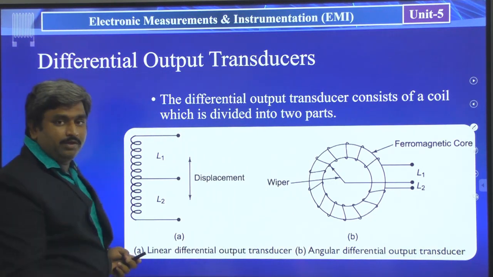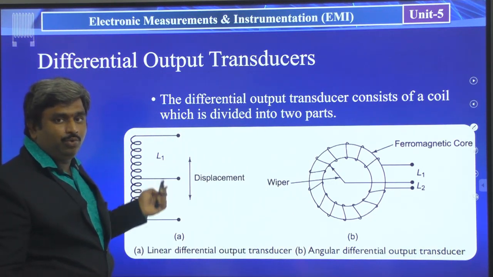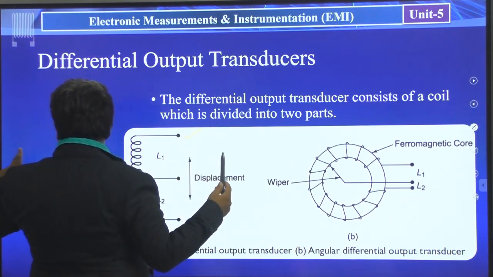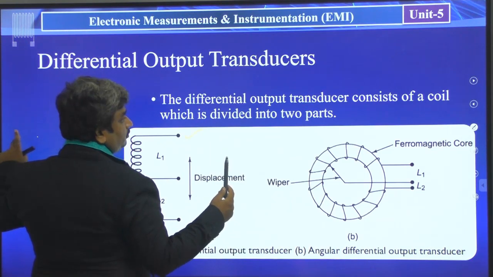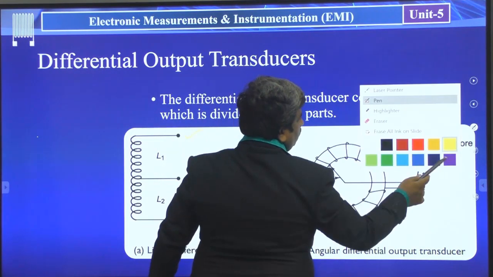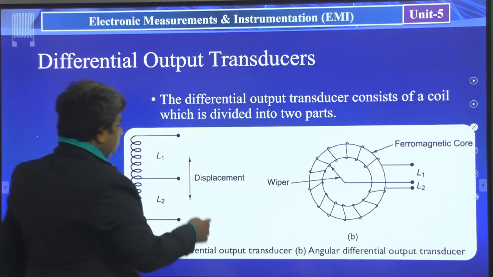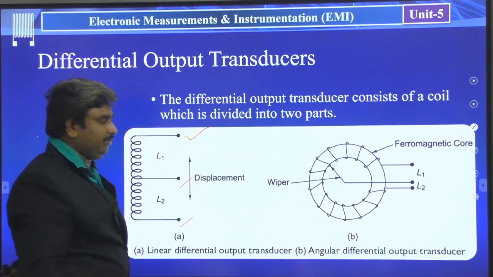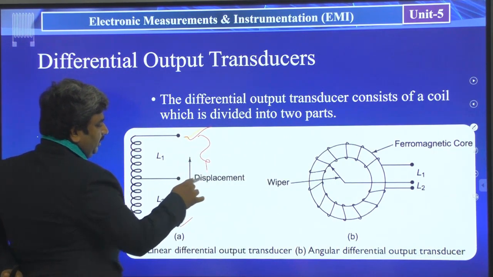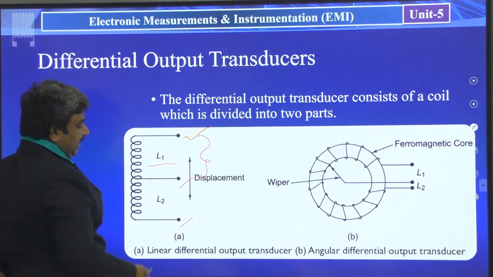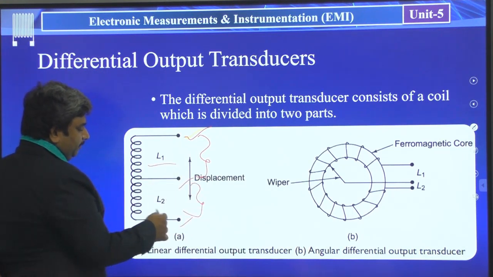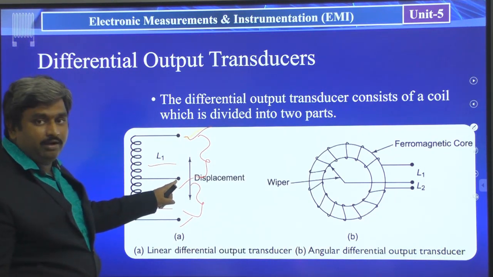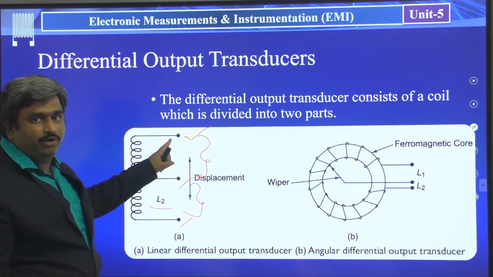See here, I have taken two windings. This is the first point. Right. So see here, first, second, third. I have three output terminals. The first two terminals output represents L1. The second two outputs represent L2. Now I am moving this middle point in the upward direction.